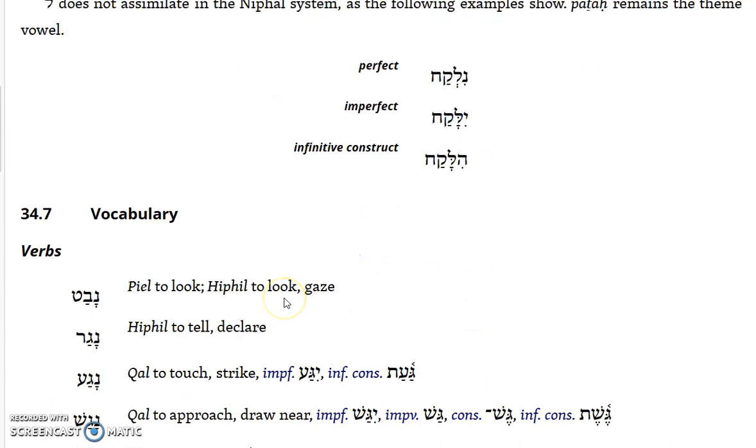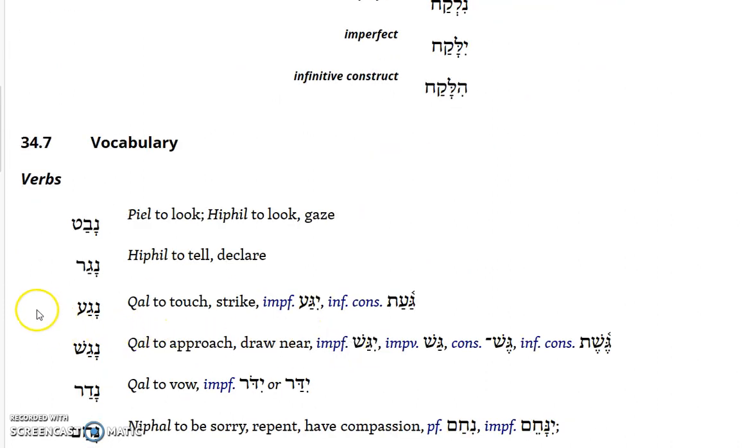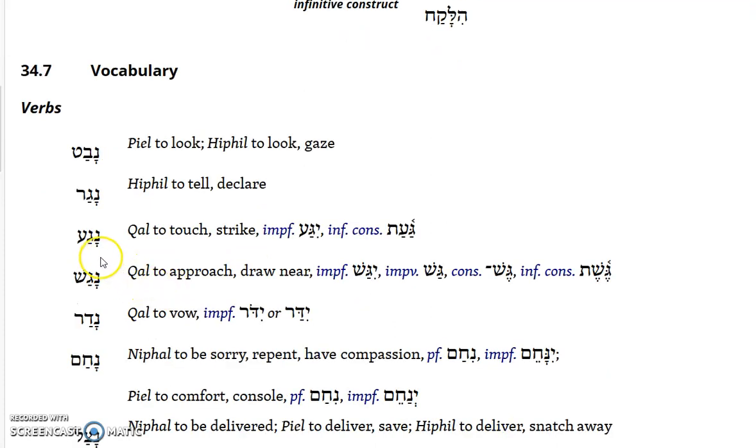Say a few words about the vocabulary and the exercises. So he introduces a number of first nun verbs. Nava, which occurs in the PL, meaning to look, and occurs in the hifiel, meaning also to look or to gaze. And then you have naga, which generally occurs in the hifiel, means to tell or declare. And then you have naga, to touch or to strike. And then you can see in the imperfect, you will assimilate the nun into the following root.